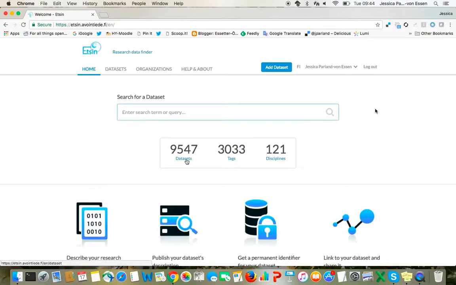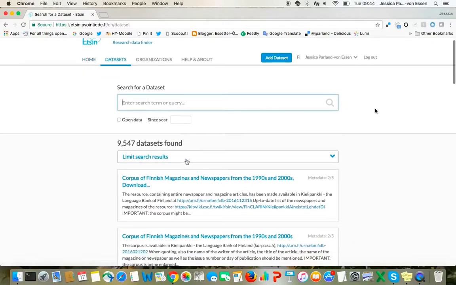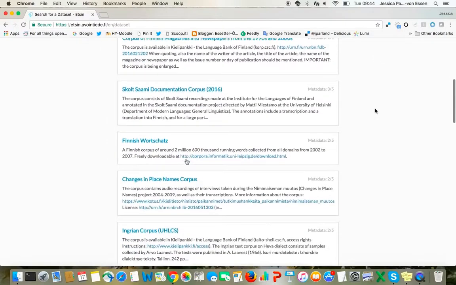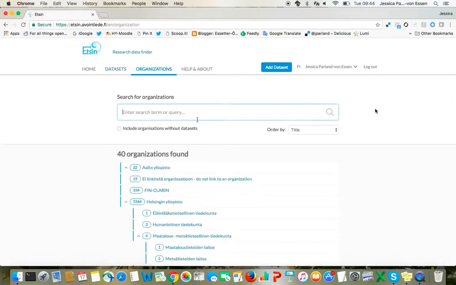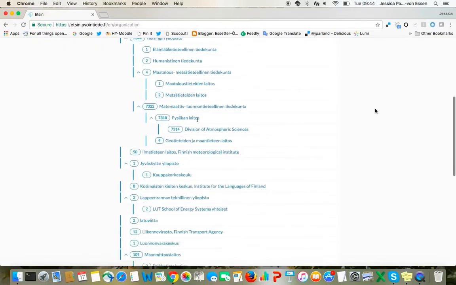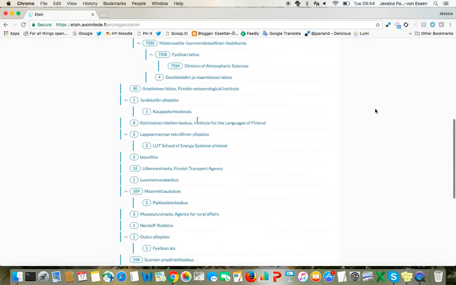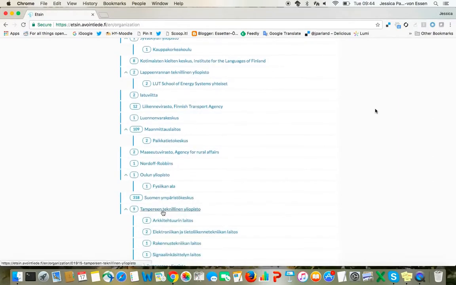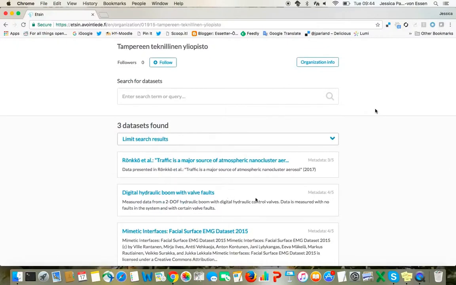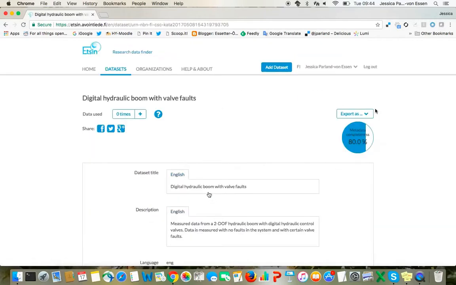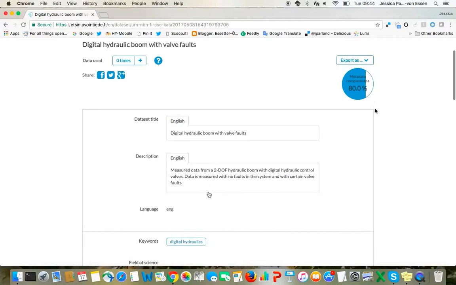It is possible to manually add information about your research dataset if you have a Haka ID. The Etsin Research Data Finder is provided by the Ministry of Education and Culture, and it has been up and running since 2014. It contains information about research datasets that are published through the Ministry's services for open science, and also many other kinds of datasets. For instance, data that is published by the Data Archive for Social Sciences and the Language Bank of Finland. Many researchers have also manually added information about their datasets directly into Etsin.